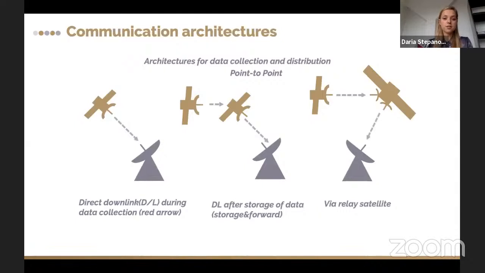Other approaches for point-to-point can be direct downlink during data collection. So that's the one we're using most of the time. Then there is direct link after storage of data.